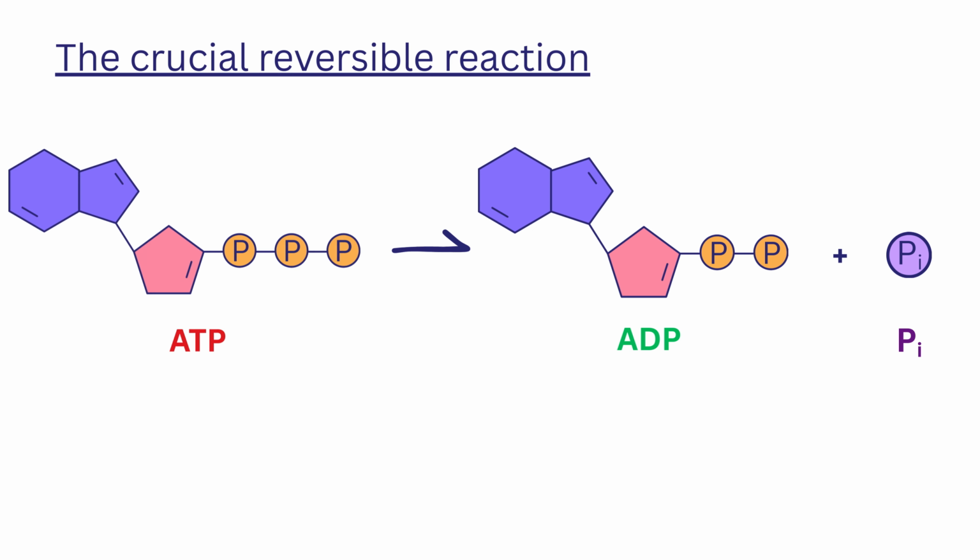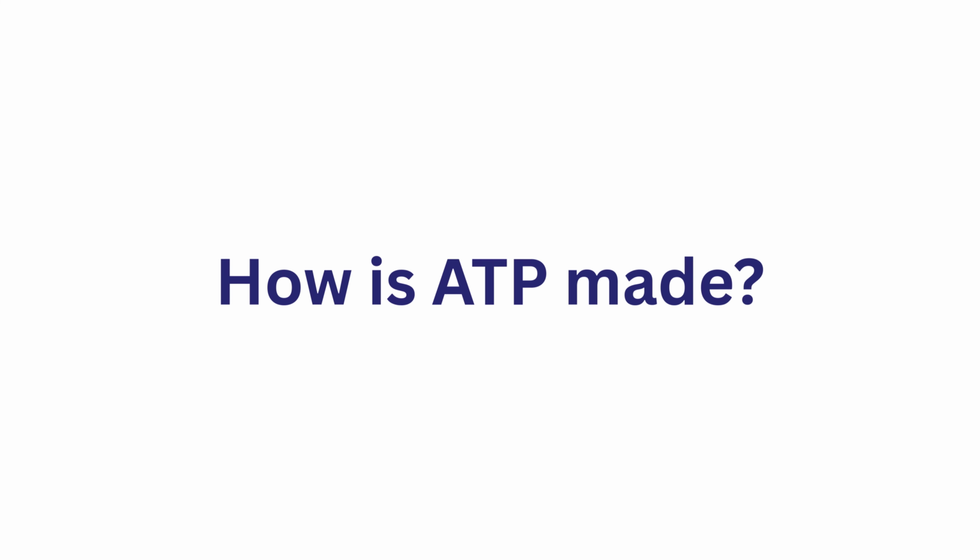So, ATP can be broken down into ADP and inorganic phosphate, but ADP can also combine with inorganic phosphate to reform ATP, making this a crucial reversible reaction that allows the molecule to be reused as a source of energy. How is this crucial molecule made?